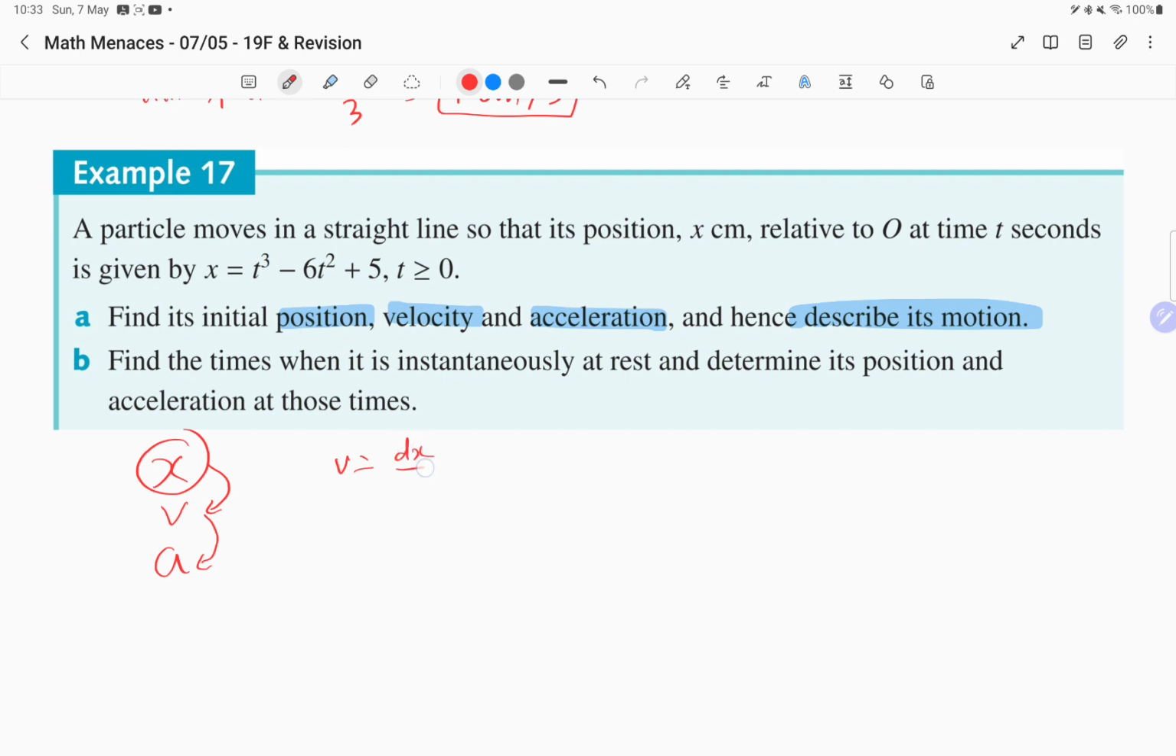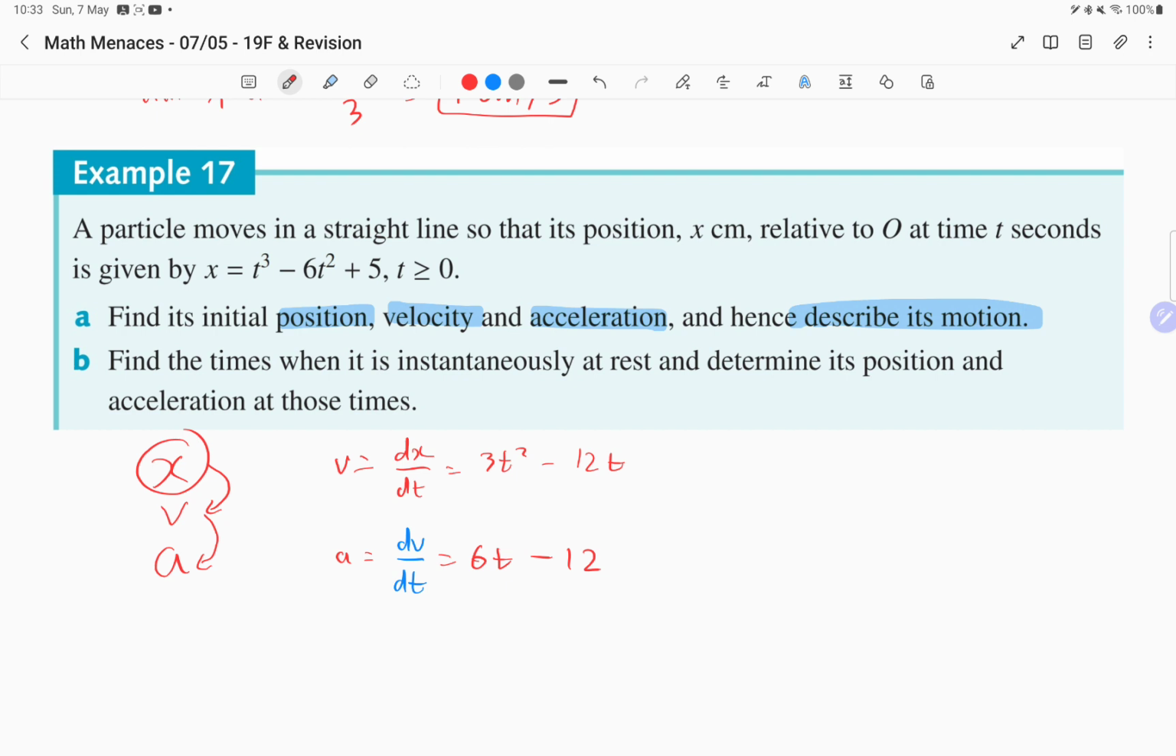v is dx over dt, which is going to be 3t squared minus 12t. Okay, and then acceleration is deriving velocity. So note that you're deriving velocity to get acceleration. dv over dt. So this would be 6t minus 12.